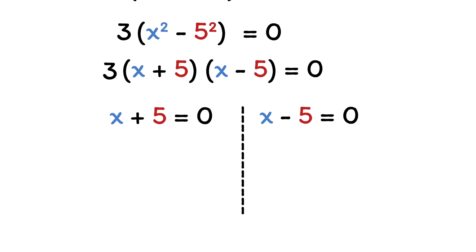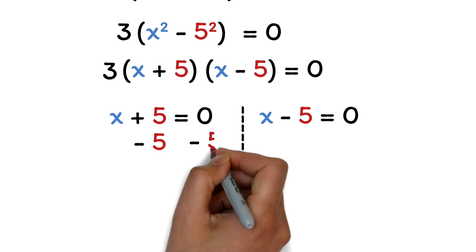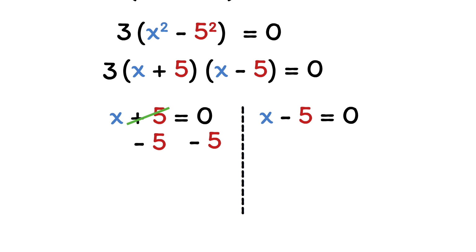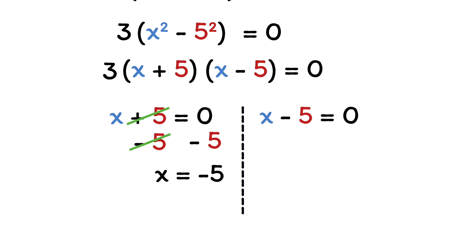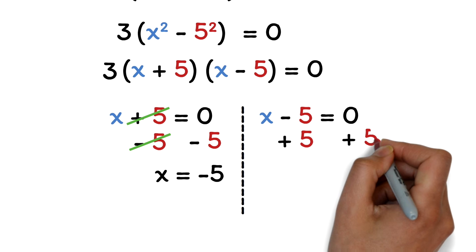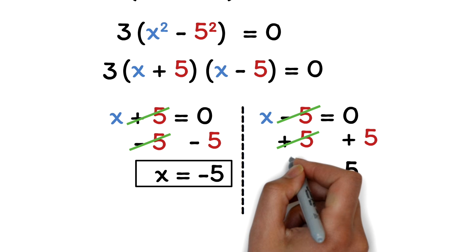Next, we solve both equations. For x plus 5 equals 0, subtract 5 from both sides. The 5 cancels out. 0 minus 5 is negative 5, so x equals negative 5. For x minus 5 equals 0, add 5 to both sides. This cancels out. 0 plus 5 is 5, so x equals 5. Therefore, our final answers are x equals negative 5 or x equals 5.